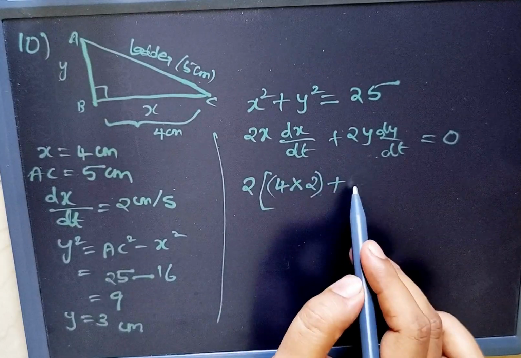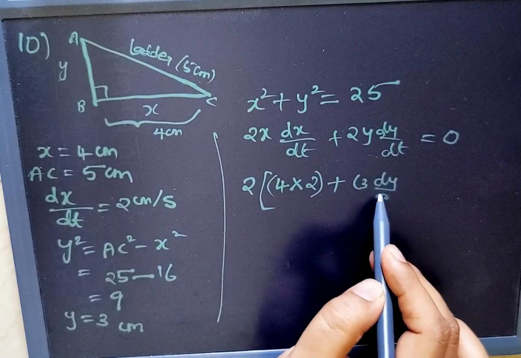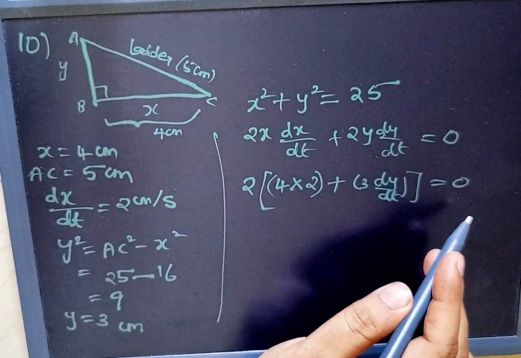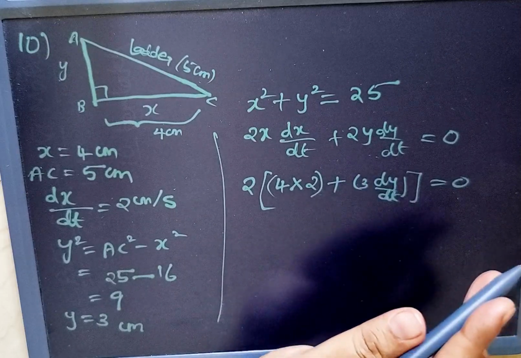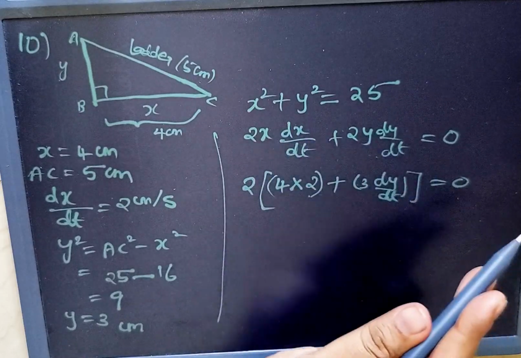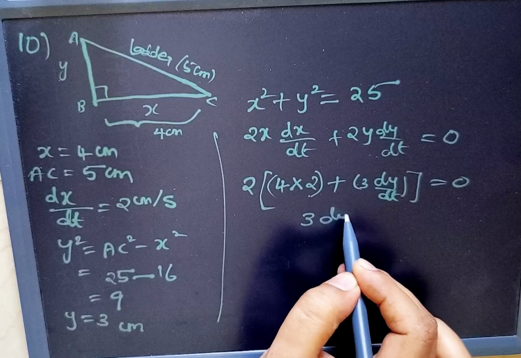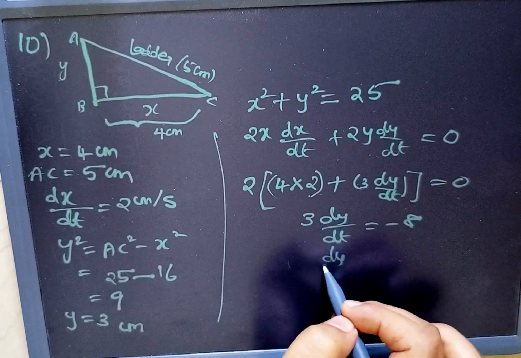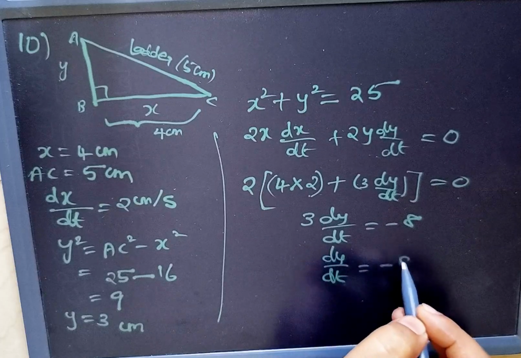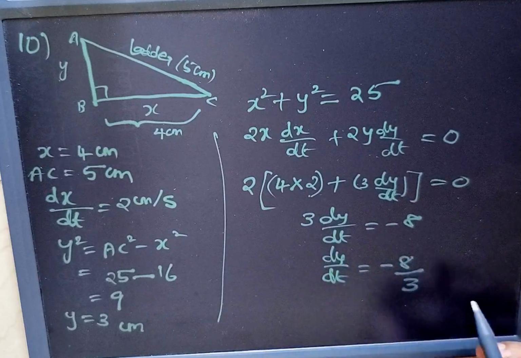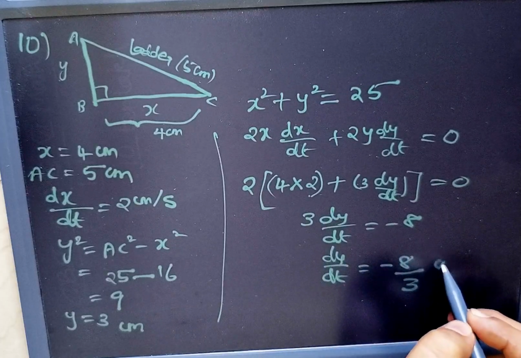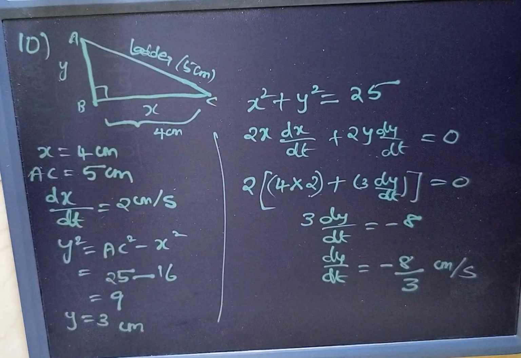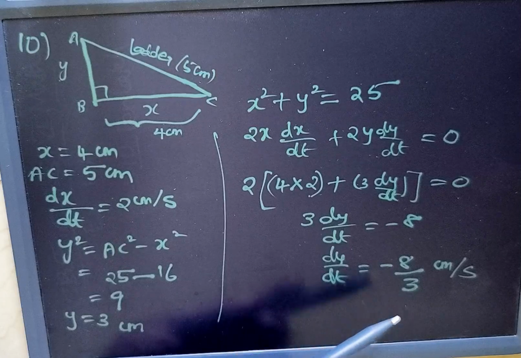And y we found it as 3 dy by dt we need to find. So let it be asked as equal to 0. Taking this 2 to the right side as by, 0 by any number is 0, 4 2s are 8, taking 8 to the right side it will be minus, so 3 into dy by dt is equal to minus 8. Into 3 it will be divided by, so dy by dt is equal to minus 8 by 3 units. This is centimeter, time is second. So minus 8 by 3 centimeter per second. Since it is decreasing, we get it as negative.